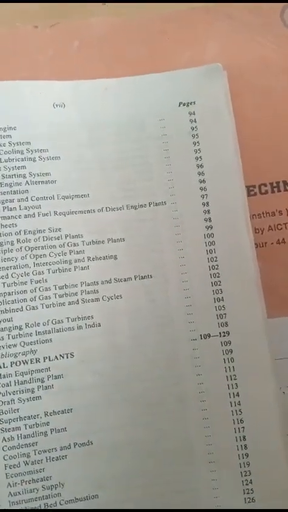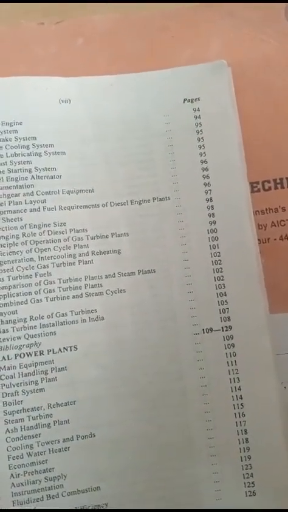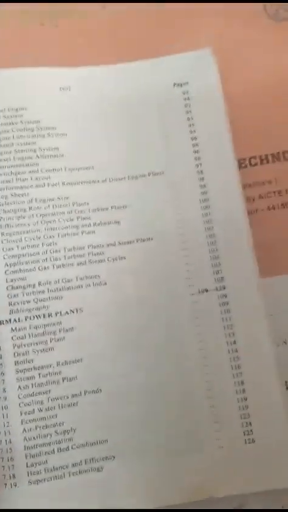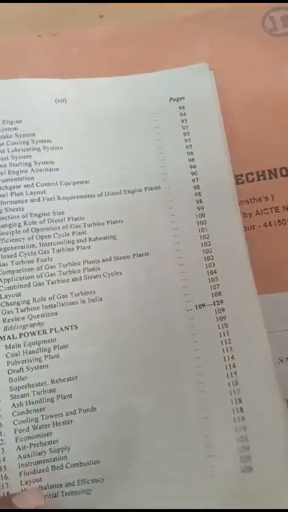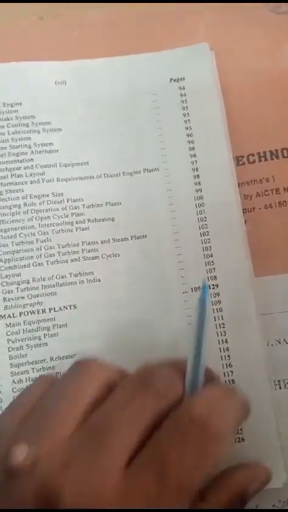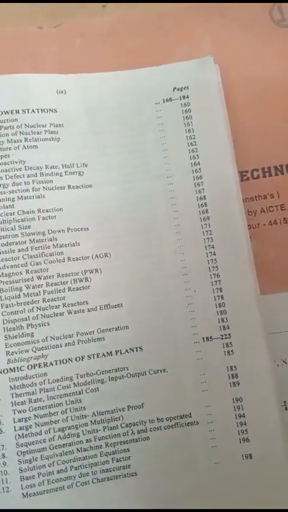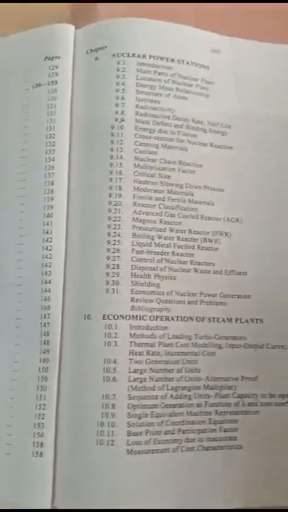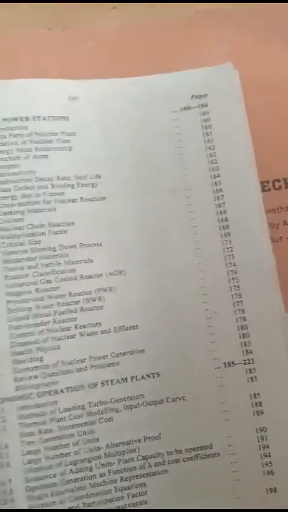Second is thermal power plant. The thermal power plant is covered in the seventh chapter of this book. Third is hydroelectric power plant. It is covered in the eighth chapter. Then nuclear power plant. It is covered in the ninth chapter.